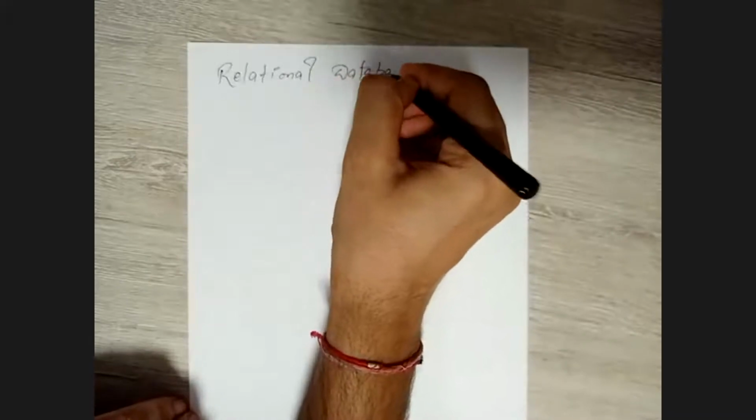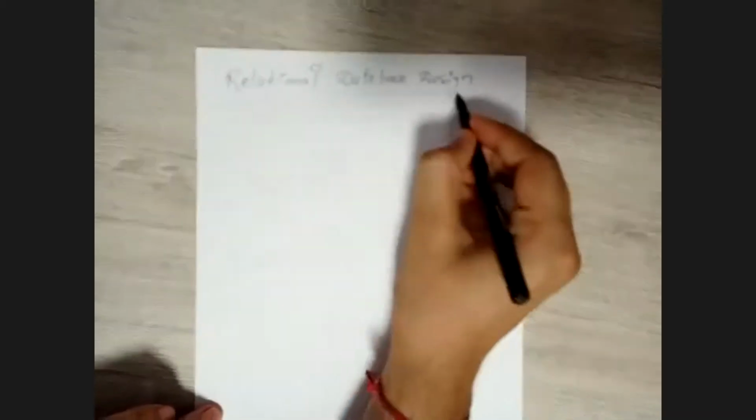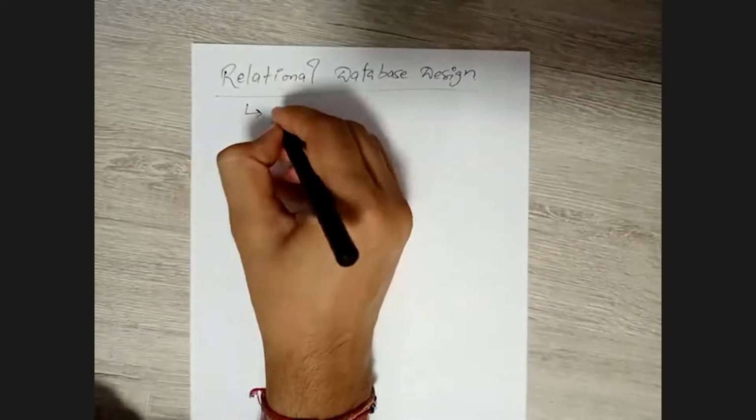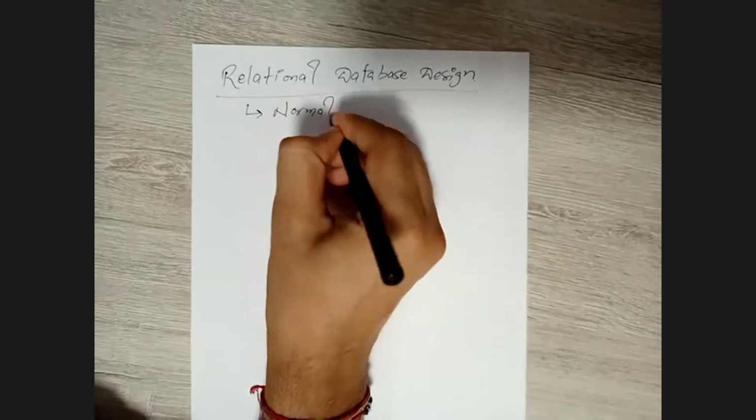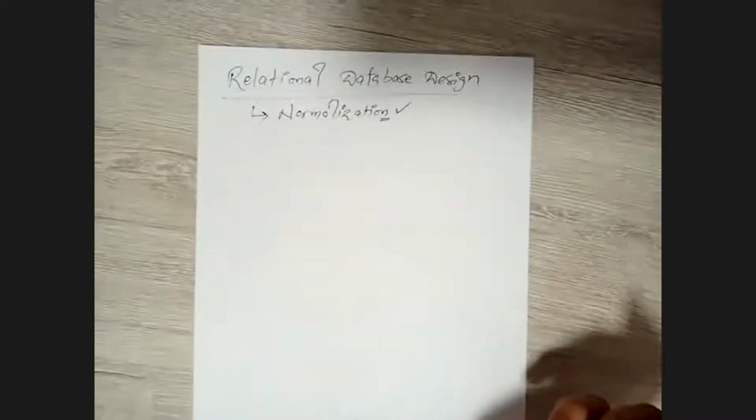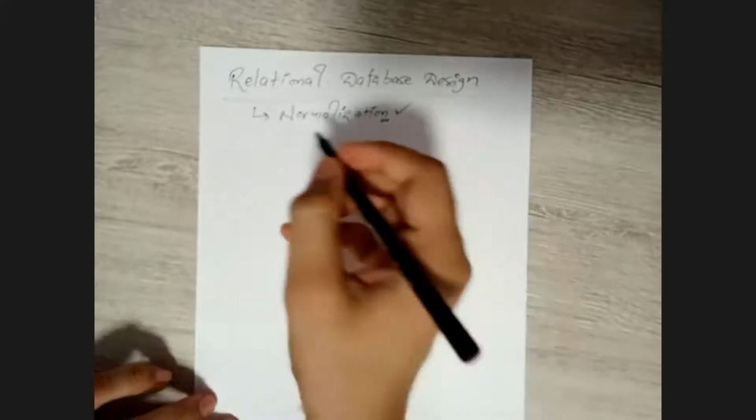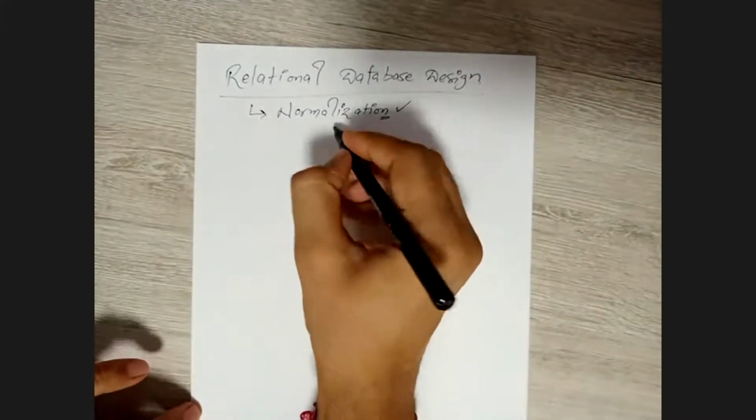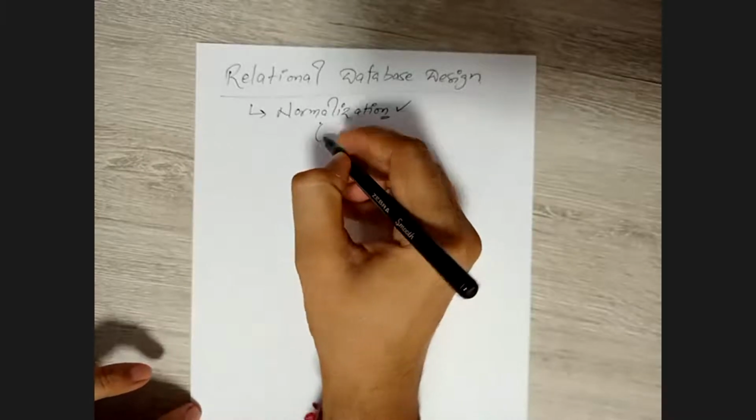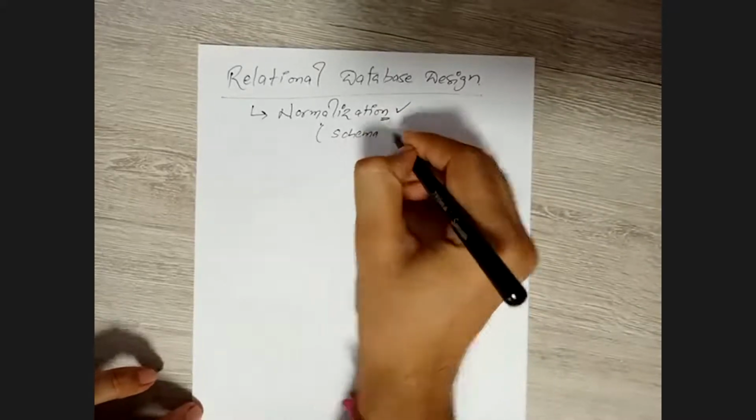Relational database design. In this one, our main focus will be on normalization. We'll understand what normalization is all about. Let's start. Normalization we also call by another term, schema refinement.